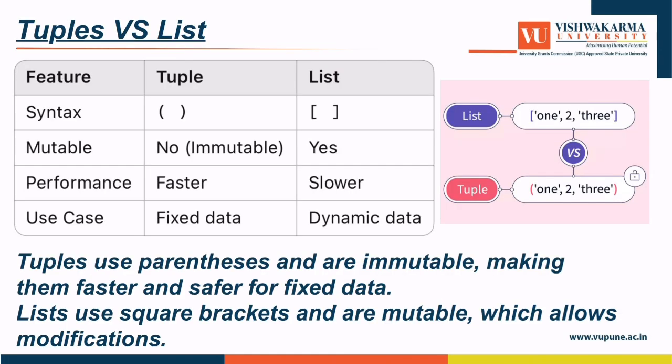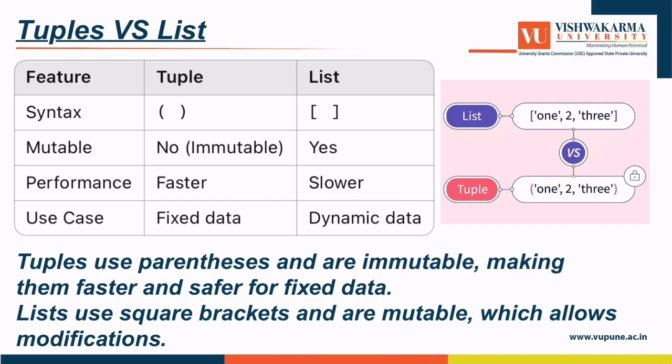Tuples versus list. Tuples use parentheses and are immutable, making them faster and safer for fixed data. Lists use square brackets and are mutable, which allows modifications. Here you can see the table where the use case, performance, syntax, mutability, everything is given, where lists and tuples are displayed in the form of examples.